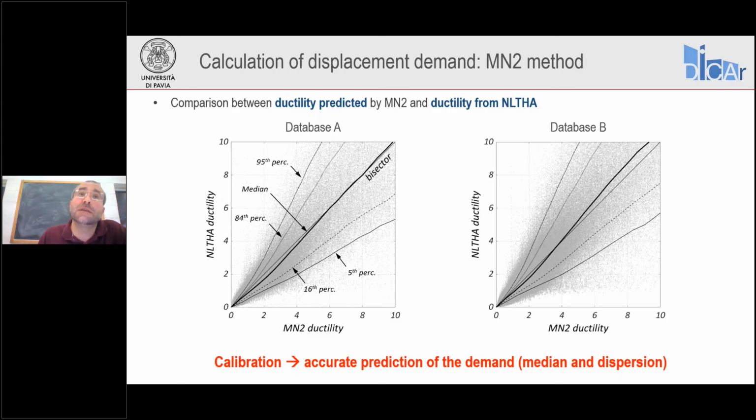It's an estimation of the inelastic displacement demand, but we want this estimation to be, on average, close to the actual displacement demand from the dynamic nonlinear response of the oscillators. And what we did actually was to calibrate the coefficients using database A, and then check the method using database B. And we can see that it's quite satisfactory. It's an improvement compared to the original method.